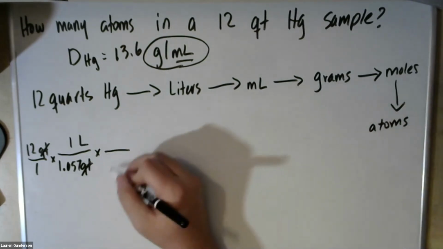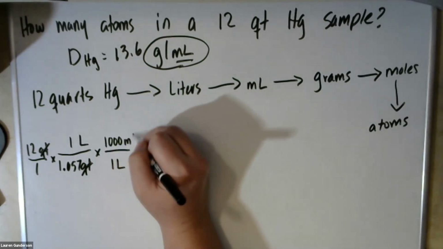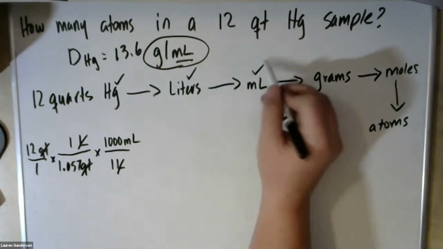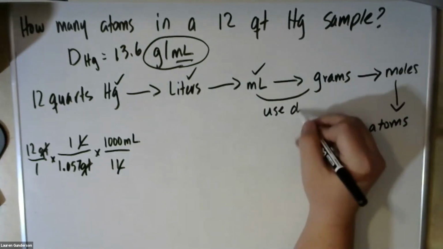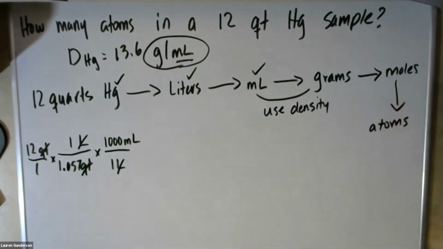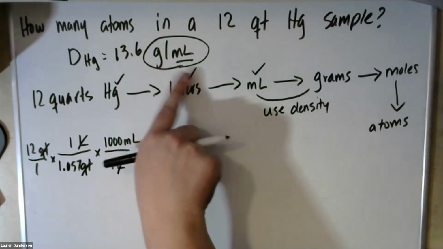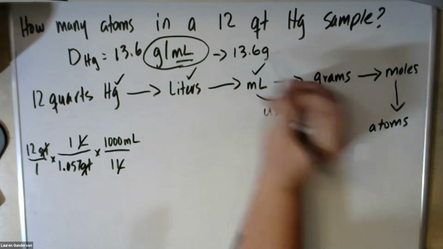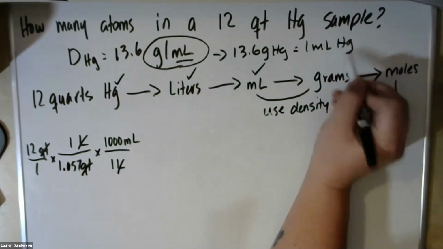Okay. I look back at my table, and I see that in every 1 liter, I have 1,000 milliliters. So I can check off when I've gotten to these parts. Now this conversion here, I'm going to use my density. And you're going to use density just like any other unit equation. When you see your density written out like this, 13.6 grams per milliliter, you can rewrite this as 13.6 grams of mercury equals 1 milliliter of mercury.